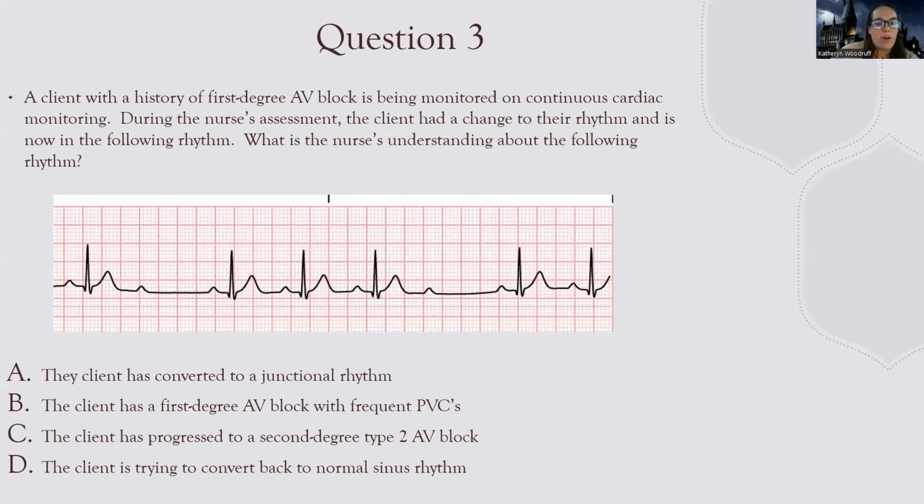I have a normal PR interval here. My P waves are upright. They're not hidden. The client has a first degree AV block with frequent PVCs. Well, there's no PVCs here. There's just frequent P waves, which means they're having some other sort of blocks. This one can't be correct. It says the client is trying to convert back to normal sinus rhythm. It doesn't look like it. It looks like the rhythm is getting more severe, not more normal. So it seems like the best answer here, even if I wasn't able to identify this as a block, is that they've progressed to a second degree type 2 AV block.